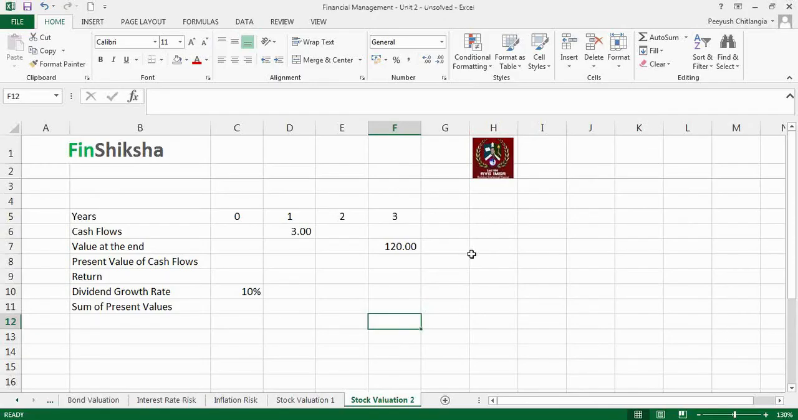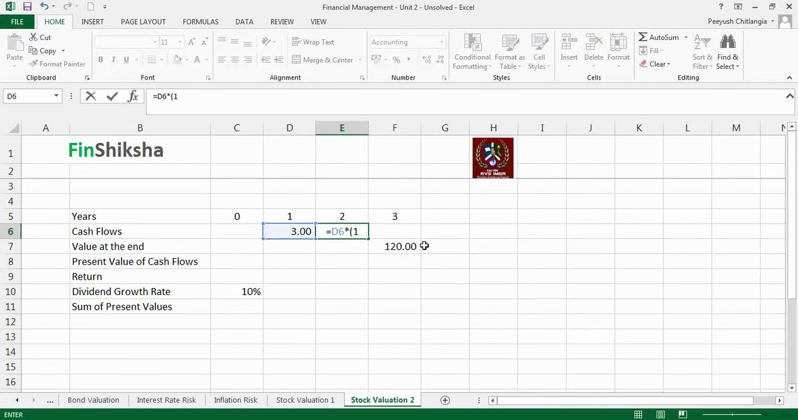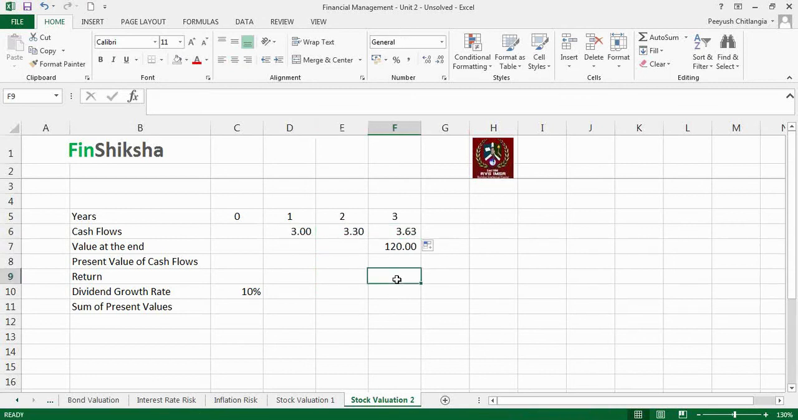So that's the data that we have essentially. Cash flows are growing at 10%. We have the first year cash flow available with us. Let's try and build in the cash flows for the next years. The second year is going to be 3 into (1 + 10%), and I'm going to freeze this 10% so that the third year also gets projected separately, right? So now we have dividends for the 3 years.